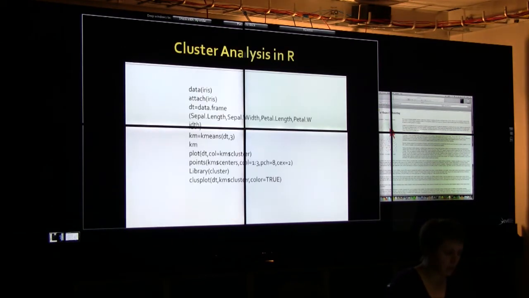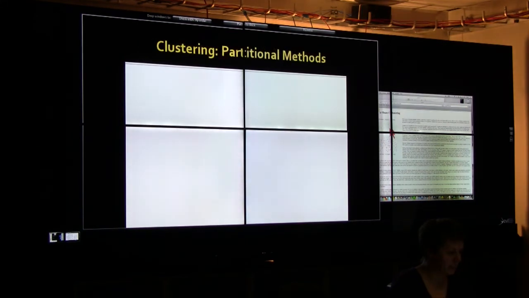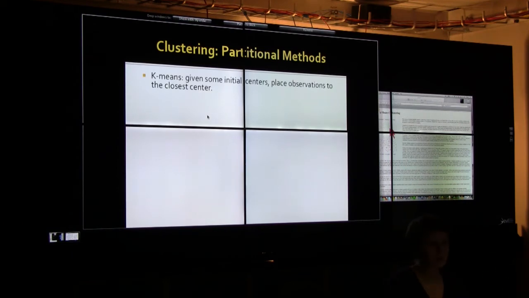So here's the most popular clustering algorithm. It belongs to the partitional methods. It's the k-means algorithm. It's very simple. Given a set of initial seeds, it tries to place each observation to the closest seed or the closest center. It reevaluates the center by taking the averages, and then it repeats the process.